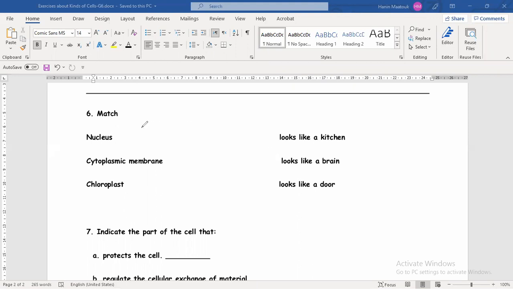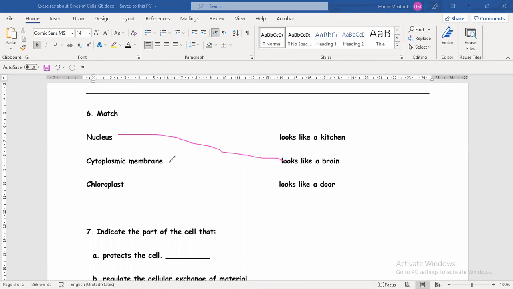Let's start with the nucleus. We know that nucleus controls the body activity. Let's see the second column. Kitchen, it does not control anything. Brain in our body controls all of our actions and activities. Door, it opens and closes. It does not control. So the nucleus will be the one that looks like a brain, because both of them control. The second part, cytoplasmic membrane.